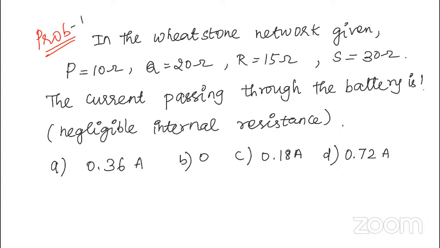Okay, so look into the problem. What are all the values they are given? We need the P, Q, R, S values. They are given the four resistance values, so there is no problem. Then how to calculate the current value? For calculating the current value, we need the resistance as well as the voltage value.